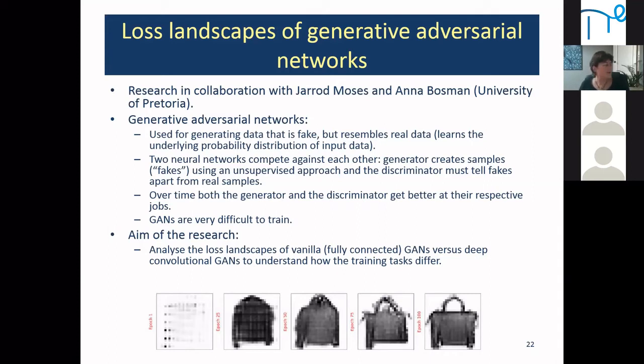And what we're doing here is we're looking at the landscapes of these GANs and looking at how different the generators' landscapes look from the discriminators' landscapes. So this is the second interesting project that we're busy with.